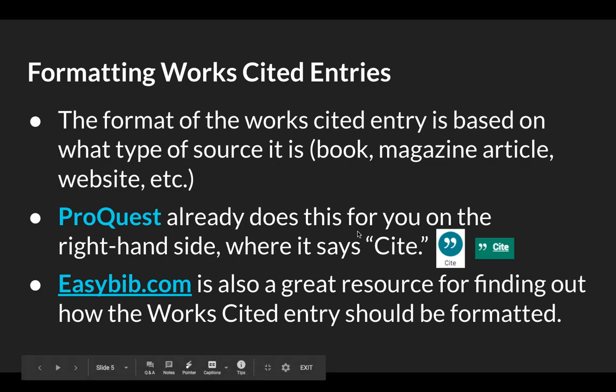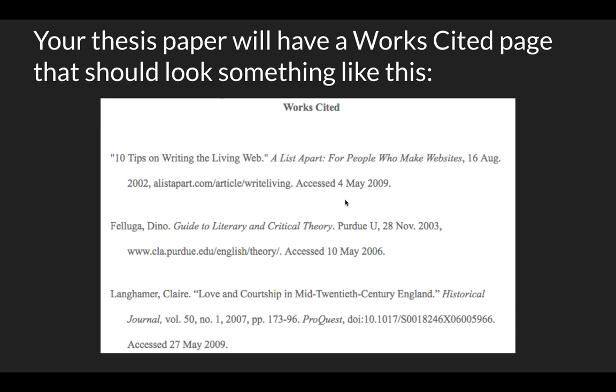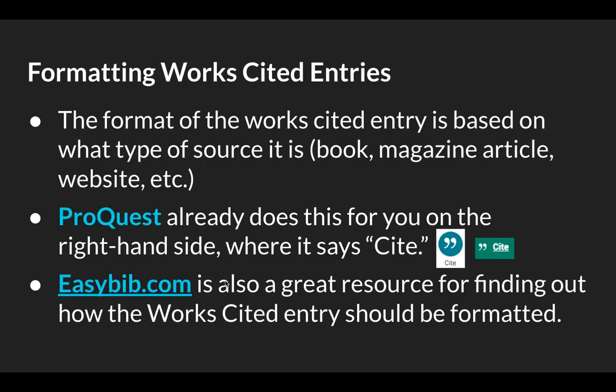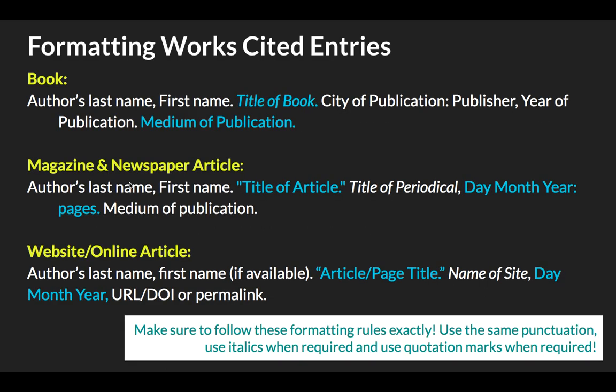All right, so here's how you format a works cited entry. This right here would be one works cited entry, this would be another, etc. The format of the works cited entry is based on what type of source it is, whether it's a book that you're citing, a magazine article, a newspaper article, or a website. So here are the 3 different ways that you cite them. Basically, guys, these are very similar, but they'll have slightly different formatting depending on what type of source it is.